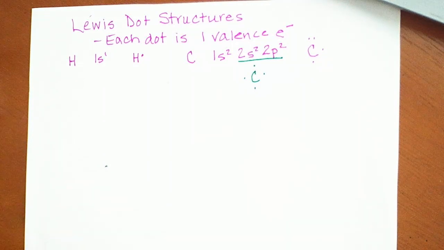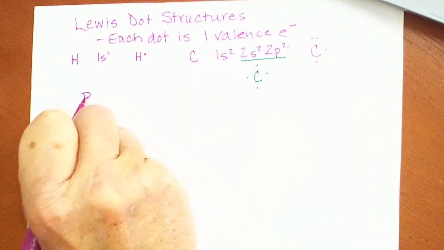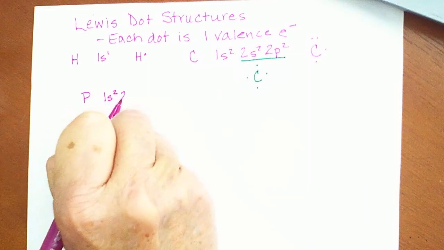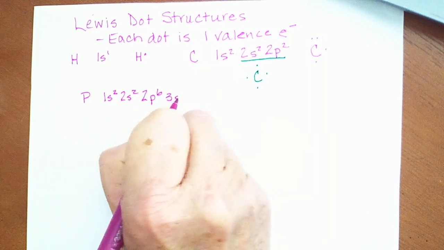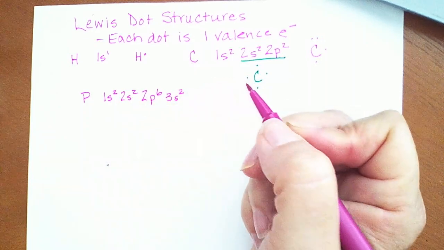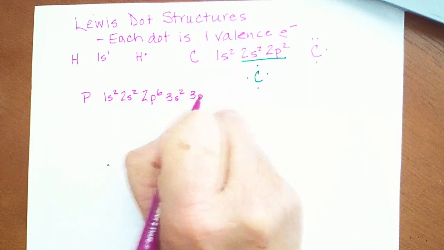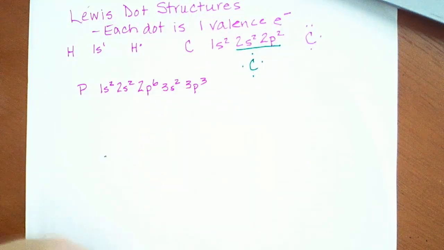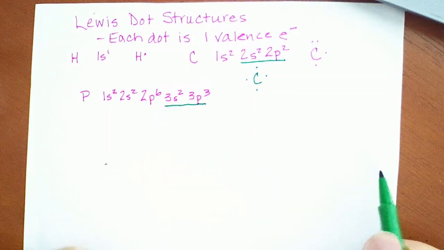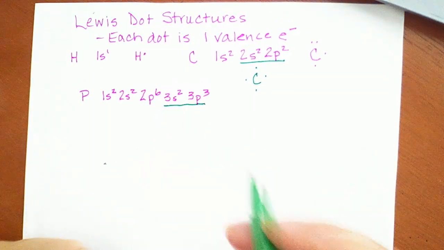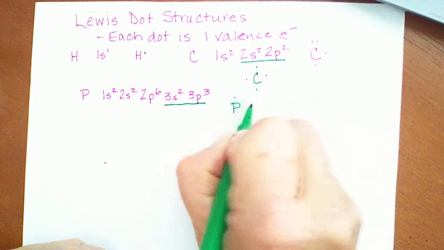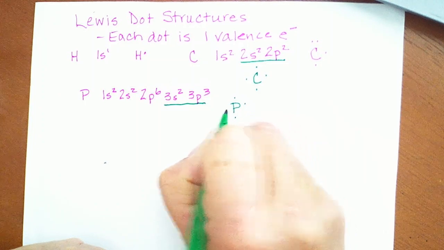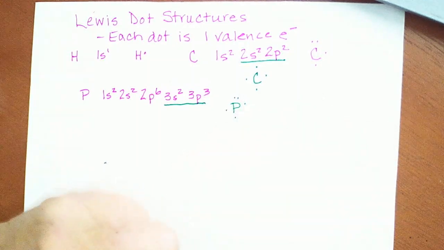So let's look at phosphorus, which is 1s2, 2s2, 2p6, 3s2, and then 3p3. Now remember, we're only talking about the valence electrons, so that would be these 5. And so what we're going to do is we're going to use this new method, and we're going to say phosphorus is 1, 2, 3, 4, 5. So you can see right there that phosphorus has 3 places for bonds.